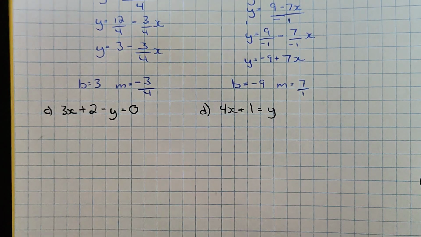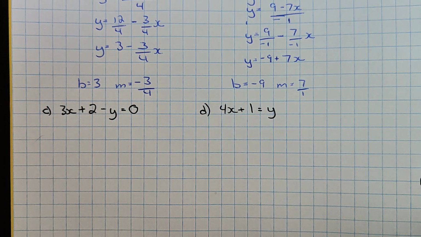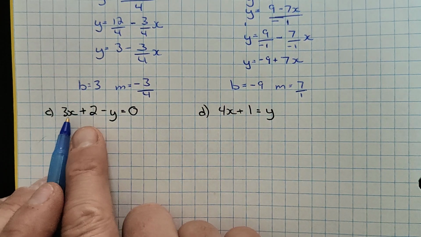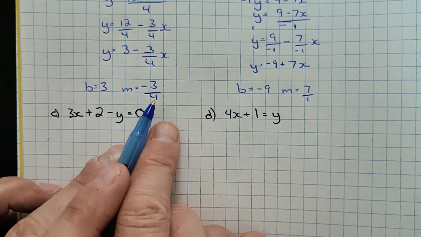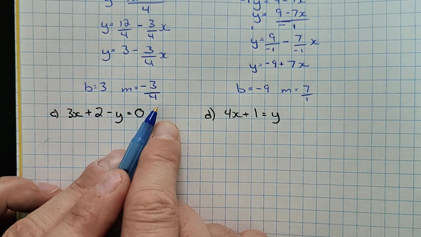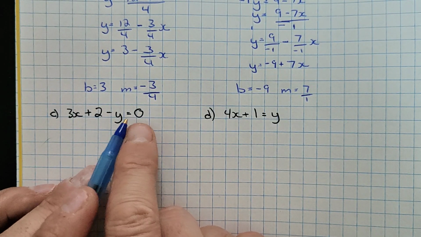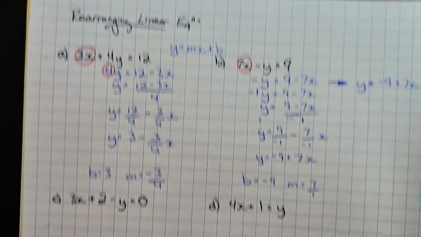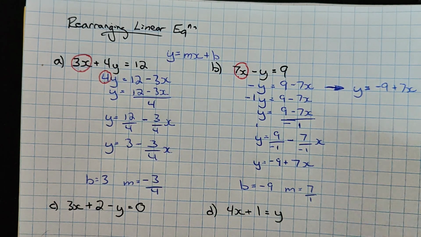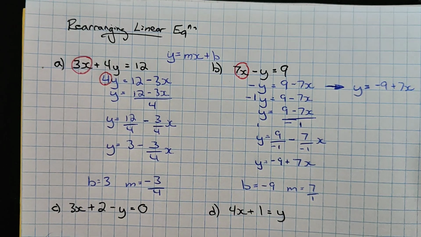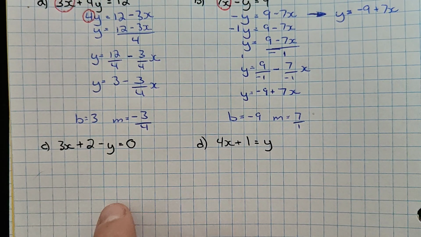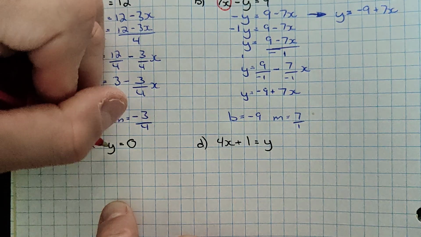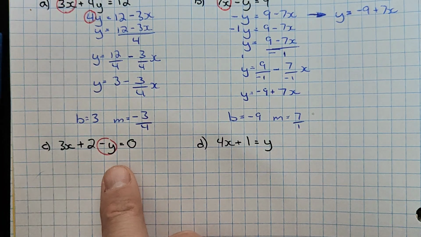All right, moving back to our 3x plus 2 minus y equals 0. In this case, you could move the 3x and the plus 2 to the other side and get negative y equals negative 3x minus 2, and go through the same kind of processes up here, or actually more like this one. However, what if we just move the y? What if we move negative y over instead?